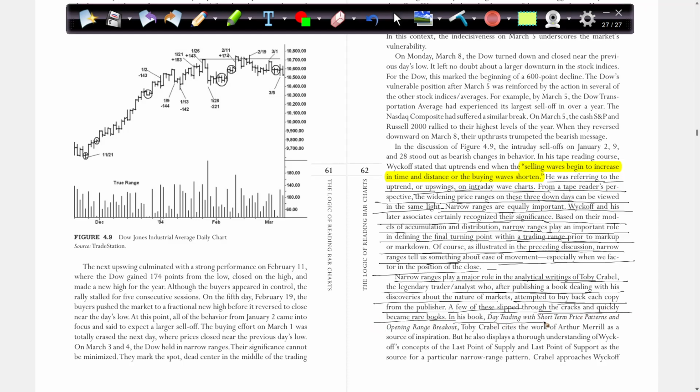In his book Day Trading with Short-Term Price Patterns and Opening Range Breakout, Toby Crabel cites the work of author Merrill as a source of inspiration, but he also displays a thorough understanding of Wyckoff's concepts of the last point of supply and last point of support as the source for a particular narrow range pattern.